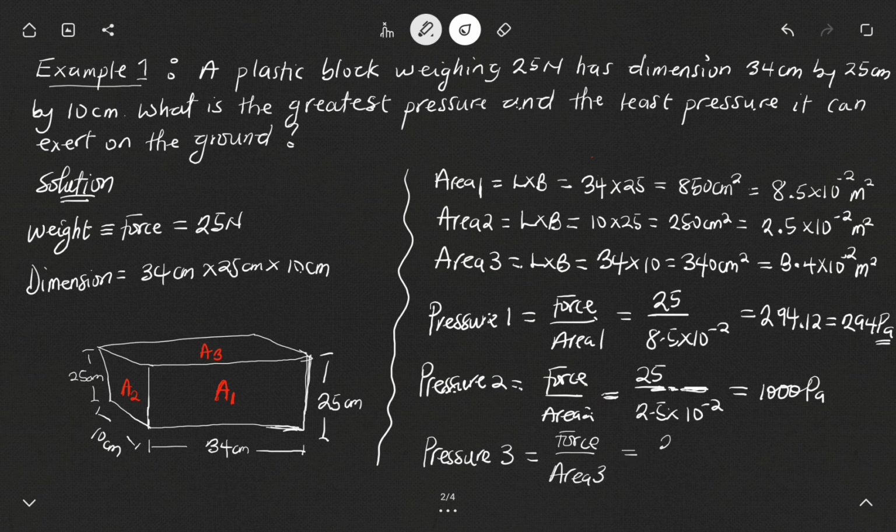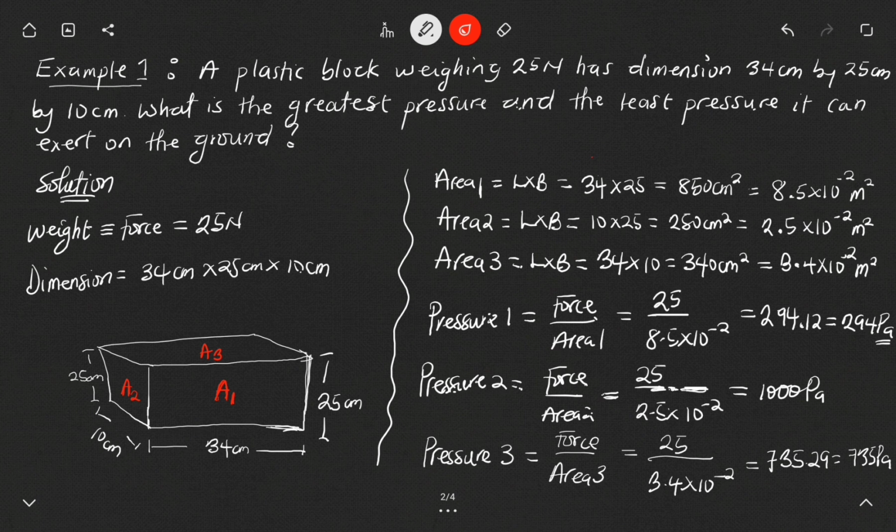So this is equal to 25 as the force on area 3. Area 3 is equal to 3.4 times 10 raised to the power minus 2. If we compute this into our calculator, we are going to get 735.29. So the nearest whole number is 735 Pascal. Right, so now that we have our answers, let's try and answer the question.